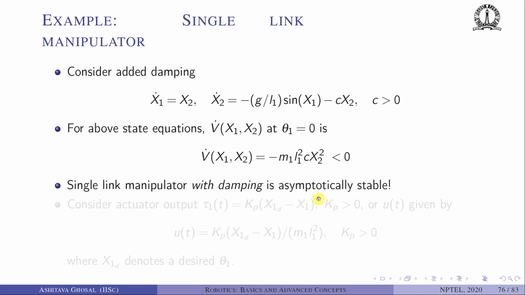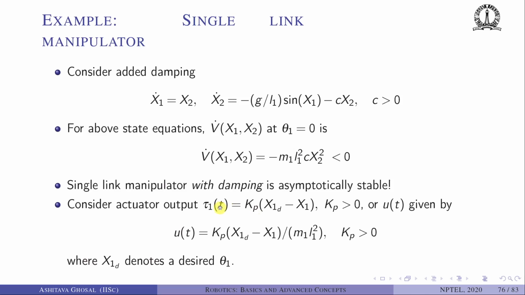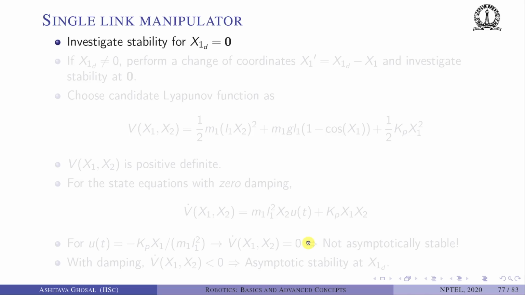Okay, let's continue. Now let's assume that we are applying a torque to this robot, and this is the proportional control torque. So this torque is equal to Kp into some x1 desired minus x1. Okay, and Kp is greater than 0, and x1d is some desired theta1. Okay, so we can show that u of t is Kp (x1d minus x1) divided by m1 L1 squared. Okay, so for simplicity, we investigate the stability at x1 desired equal to 0. Okay, is that very serious?